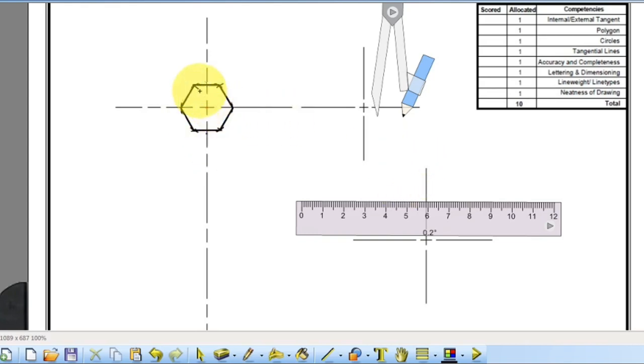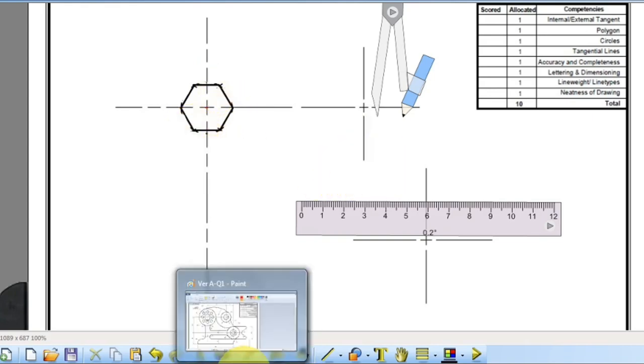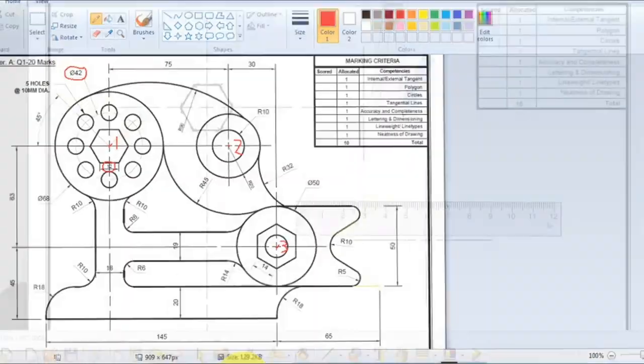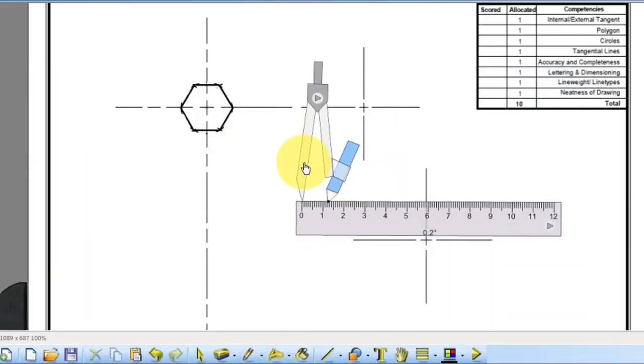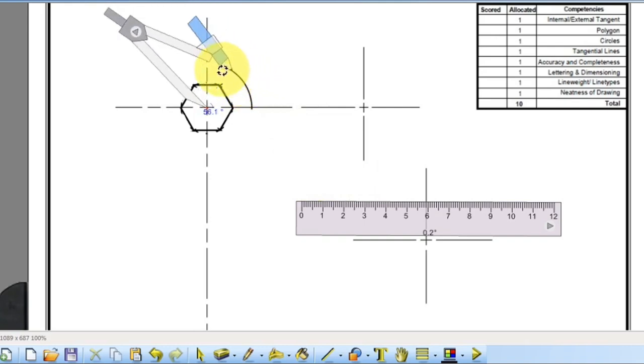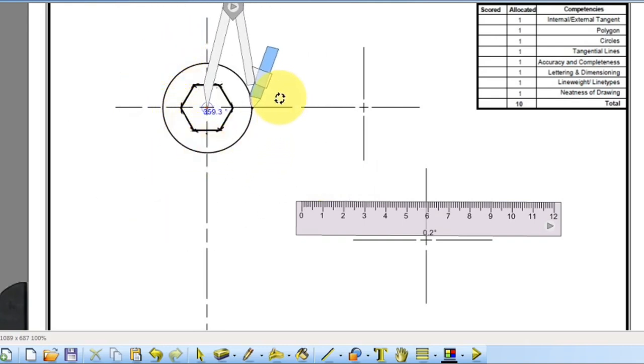Okay, so now we will reduce this one a little bit. We will only retain a small arc construction line. So next we have this center line here. The size of this circle is diameter 42, which is the same as radius 21. So let's open our compass to radius 21. So we'll position our needle here and draw a center line.